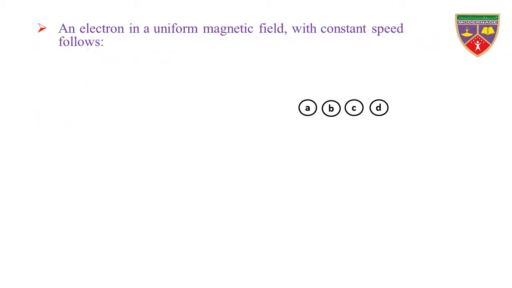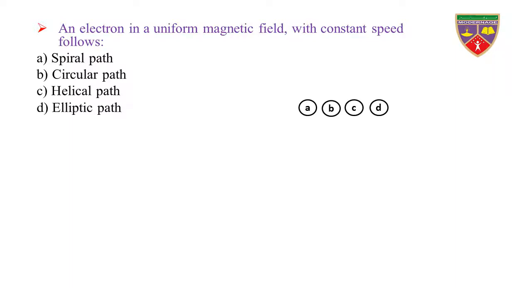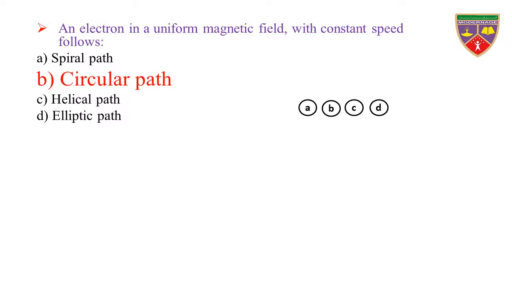An electron in a uniform magnetic field with constant speed follows: option A, spiral path; option B, circular path; option C, helical path; option D, elliptic path. The key is circular path. Therefore, the correct option is B.